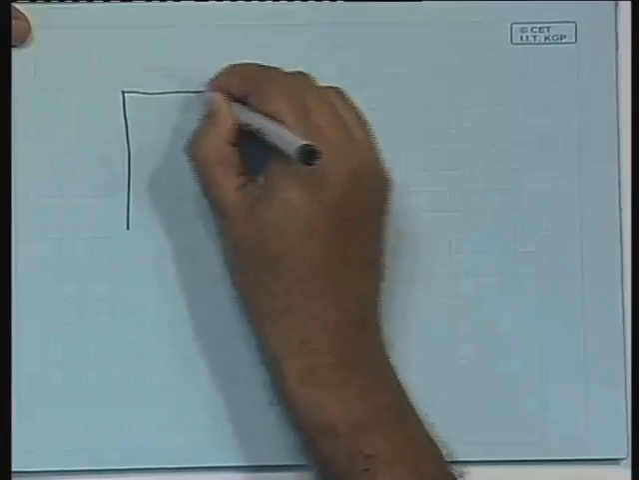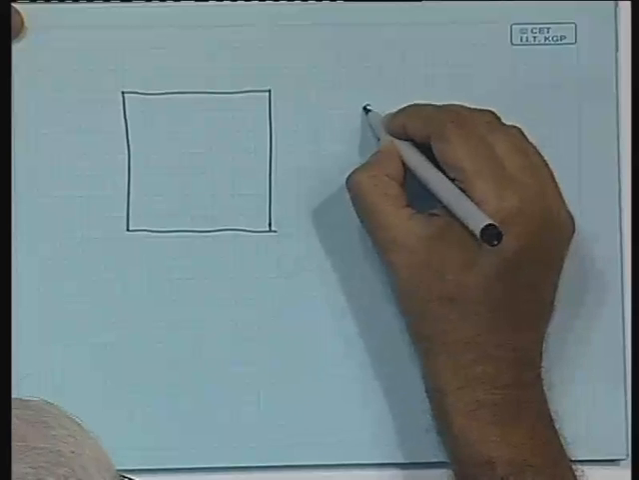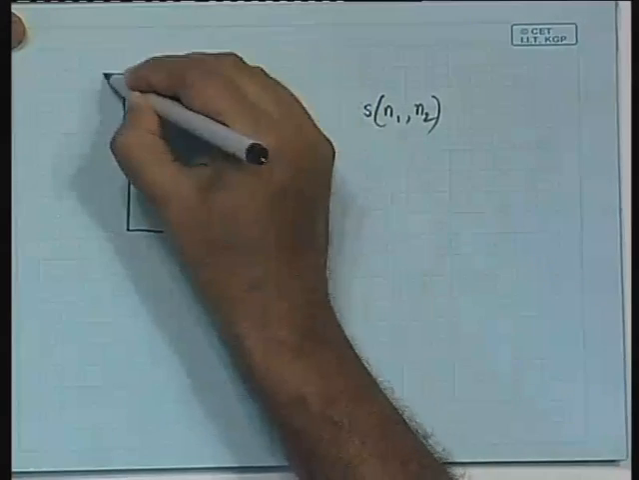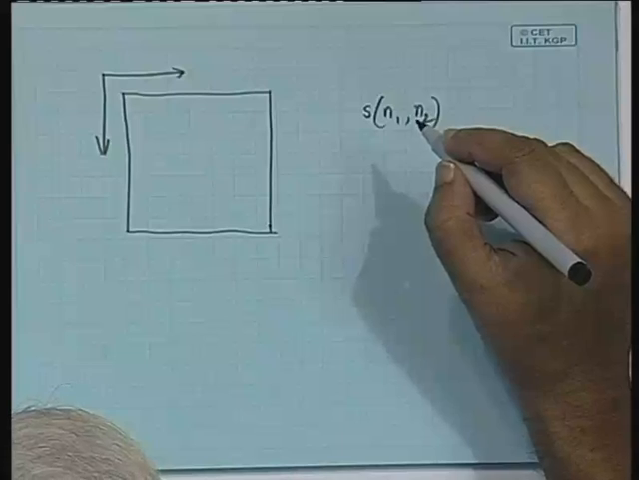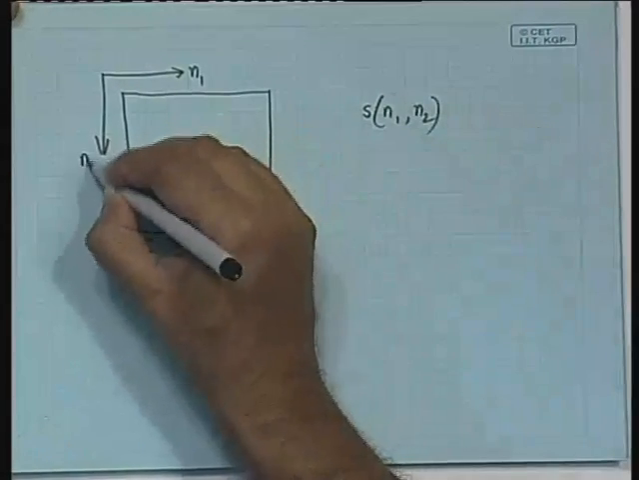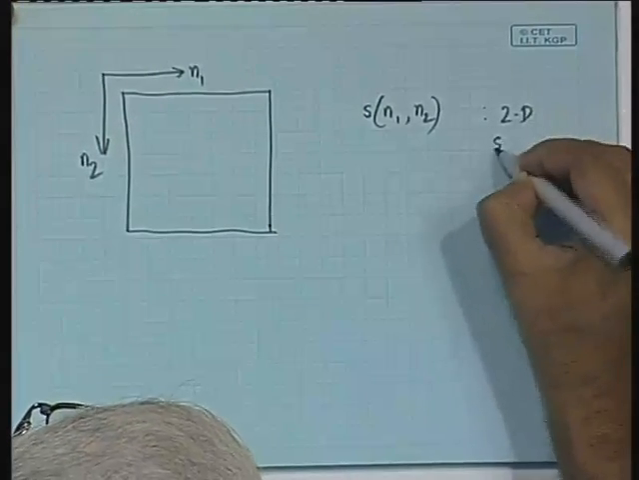For images, if it is just a still image, how are we going to represent the waveform? That waveform is essentially a two dimensional waveform, because an image is a 2D array of pixels, and the signal is represented as S of n1 comma n2, where n1 and n2 represent the pixel indices. n1 could be in the x direction, and in the y direction we call it n2, so that the signal is represented as S of n1 n2. So essentially it is a 2D signal.